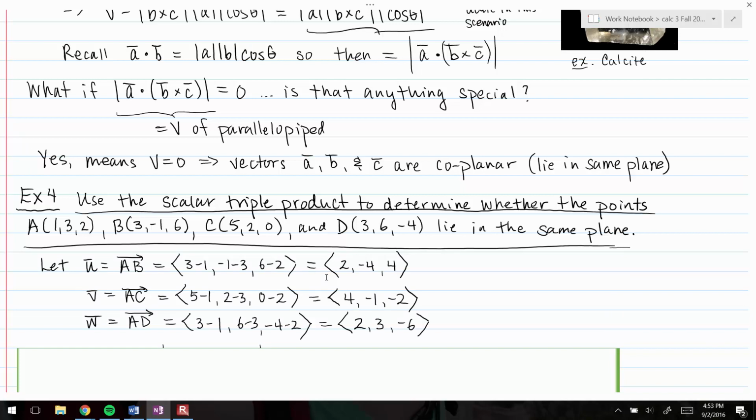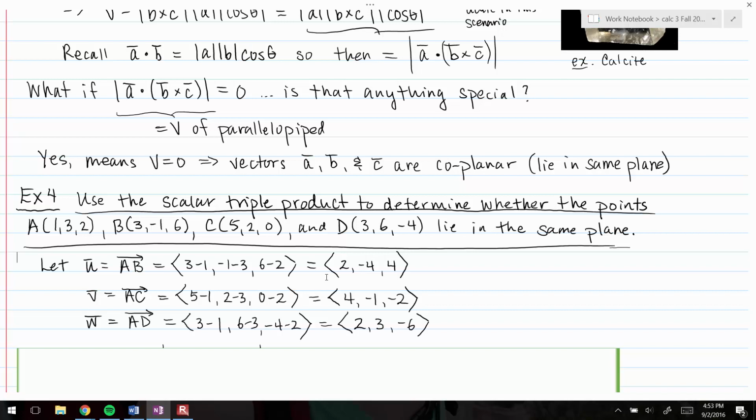Alright, so first of all, kind of like we did for a problem up above having to do with a triangle, we're given points. It's useful to think of vectors so then we can do things like find cross products, scalar triple products, etc. So there's lots of ways you can go about doing that. In this one, I'm just going to define vector u as AB, vector v as AC, and vector w as AD.